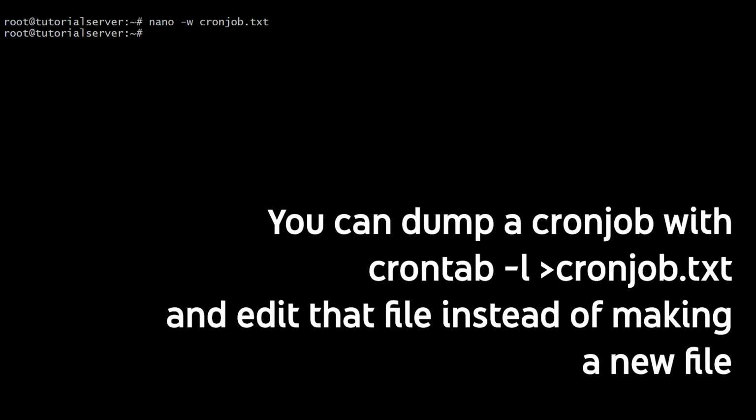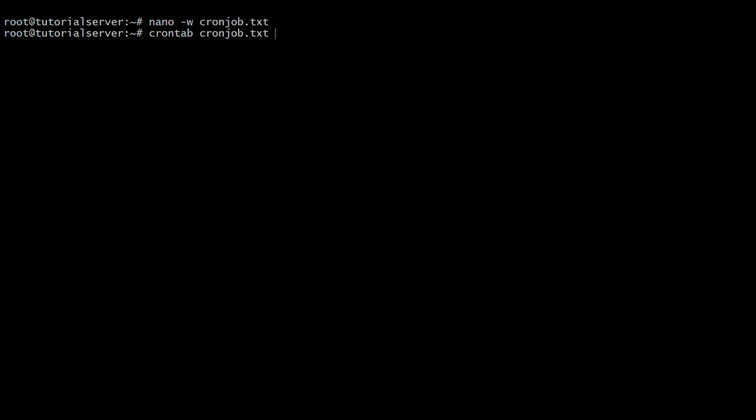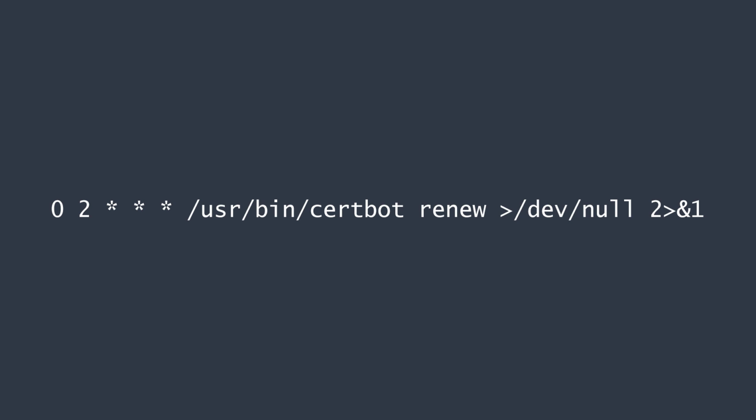This command adds the contents of the text file as a cron job. You can verify that the cron job works using the crontab -l command. This is the structure of the cron job. This first part represents the time: minutes, hours, day in a month, day in a week. Here we are running it at 2 a.m.